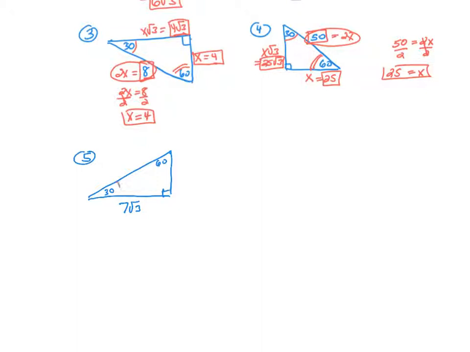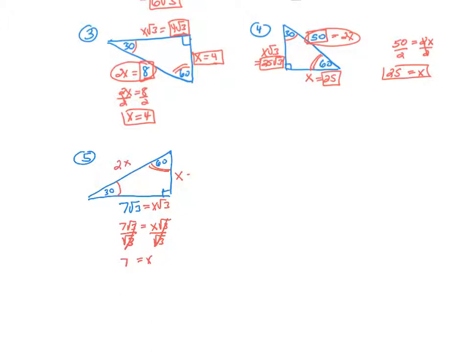Okay, so label up those sides. Across from 30 gets the x. Across from 60 degrees, that's x square root of 3. And then the hypotenuse is 2x. Again, by doing that labeling first, we get an equation to use to solve for x. So if we have 7 square root of 3 equals x square root of 3, take and divide both sides by the square root of 3. And we see that we get x equals 7.